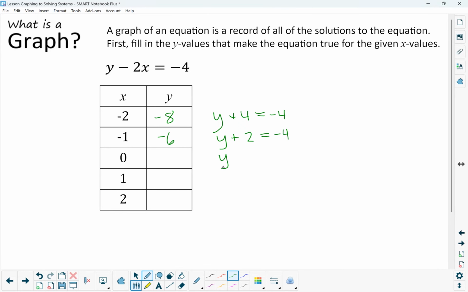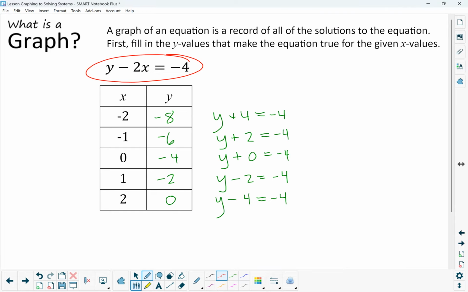If x is 0, we have y plus 0 is equal to negative 4. So that means y is equal to negative 4. If x is equal to 1, we have y minus 2 is equal to negative 4. That means the y value is negative 2. And then finally, if x is 2, we have y minus 4 is equal to negative 4, but that means the y value has to be 0. So we have this relationship, y minus 2x is equal to negative 4, and for any x value, we can find the y value that goes with it. And all of these are solutions to this equation.